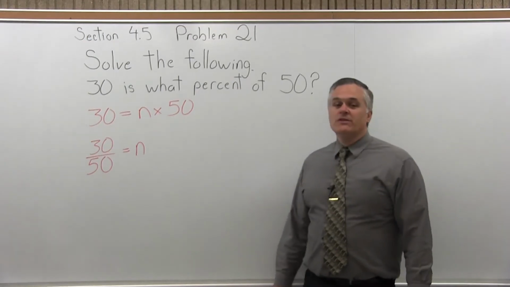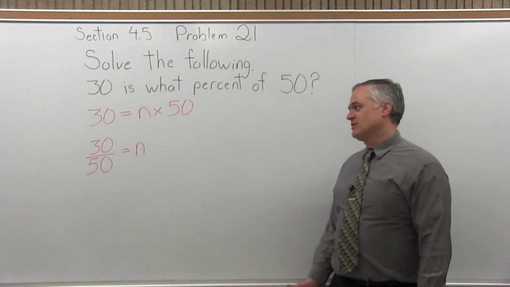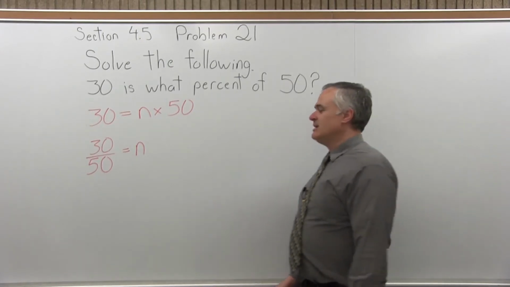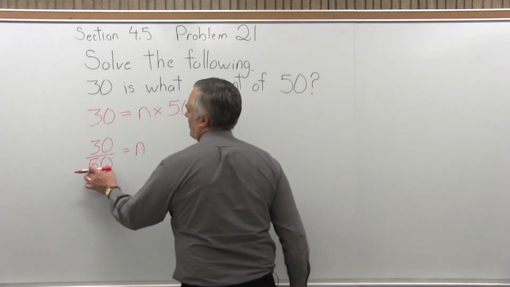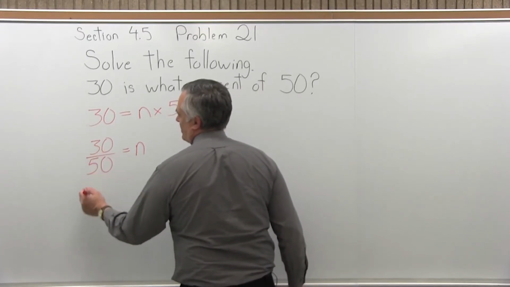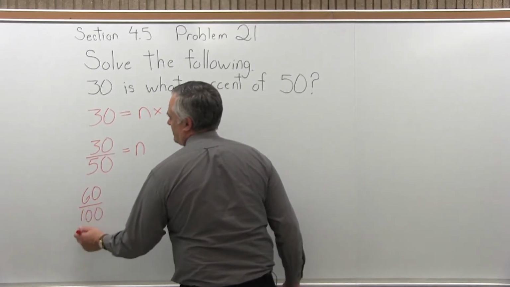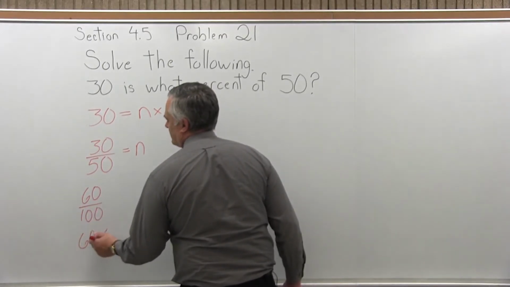Now, we want the answer as a percent. At this point, there are a few tricks to make it a percent. The trick that I see is that I can make the denominator a 100, and I do that by doubling it. So if I double the denominator, I double the numerator. So it becomes 60 over 100, which is 60%.